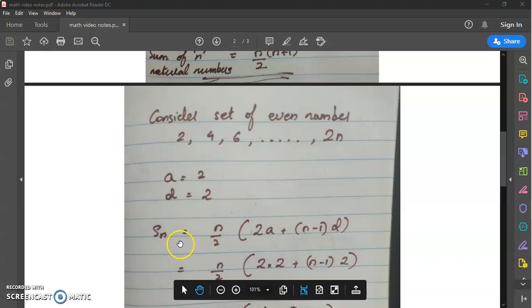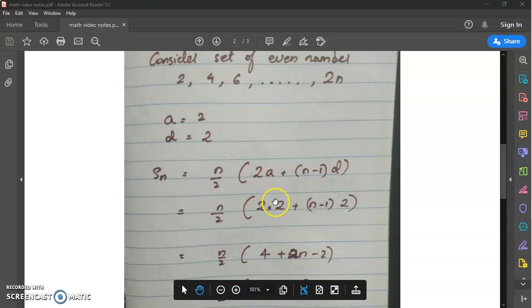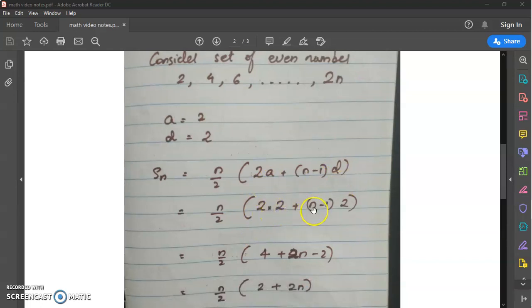Equation of first n numbers. ये भी एक अरिथमेटिक प्रोग्रेशन है, so we can just use this equation: n by 2 into 2a plus n minus 1 into d. A is 2 and d is 2. 2 into 2 plus n minus 1 into 2.